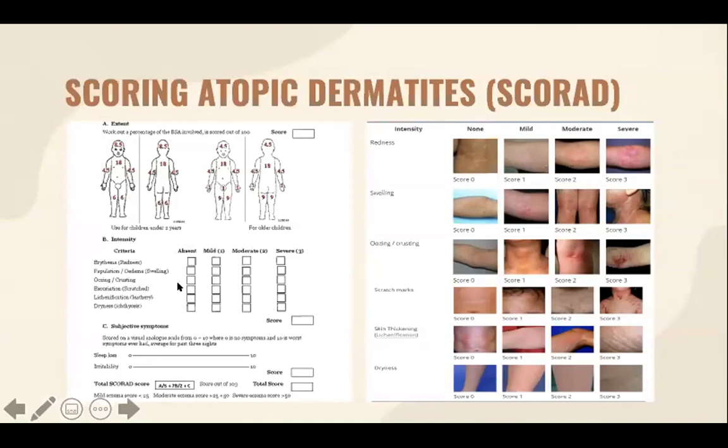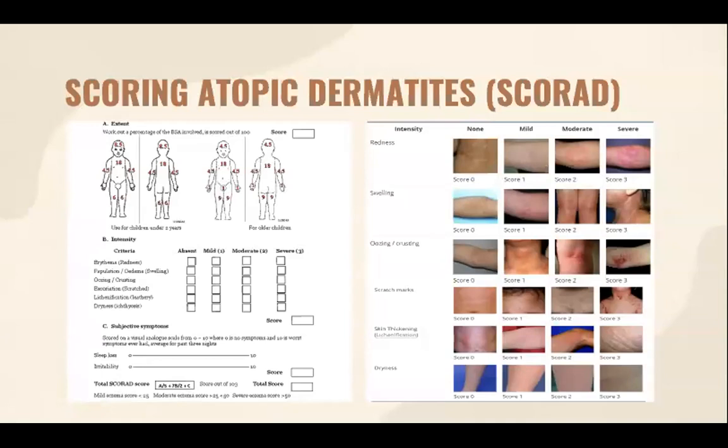Second, the intensity, which will be determined based on six areas, including the erythema or redness, swelling, oozing and crusting, scratch marks, skin thickening, and dryness. And finally, the subjective symptoms, including sleep loss and irritability, which will be scored on a visual analog scale from 0 to 10. So 0 will be no symptoms at all, and 10 will be the worst symptoms experienced by the patient.